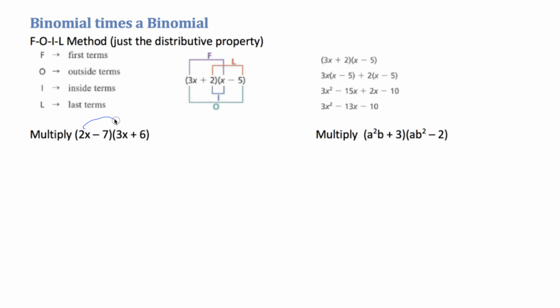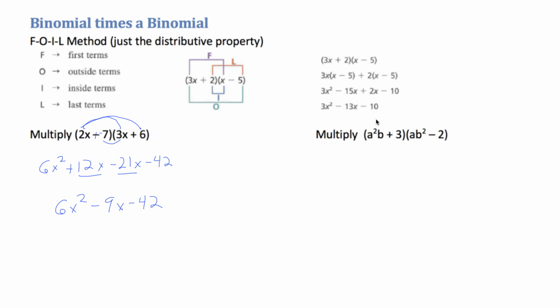So we have 2x times 3x is 6x squared. 2x times 6, it's a plus there, so plus 12x. We can think of this as a negative 7 plus a negative 7. And so negative 7 times 3x is negative 21x. And negative 7 times 6 is negative 42. Oftentimes when multiplying binomial times a binomial, you'll have like terms. So we have a 12x and a negative 21x, so we have 6x squared minus 9x minus 42.